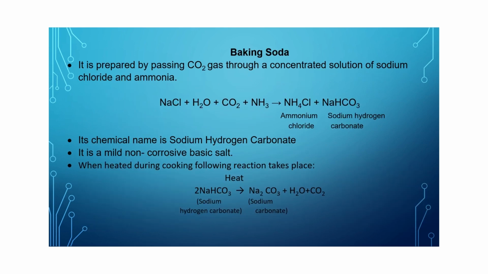The second very common base at our homes that we use in our kitchens is baking soda. Yes, first of all, you should know that baking soda and baking powder are very different. Baking soda is prepared by passing carbon dioxide gas through a concentrated solution of sodium chloride and ammonia. The reaction can be written like this: sodium chloride plus water plus carbon dioxide plus ammonia gives ammonium chloride plus sodium hydrogen carbonate. This is your baking soda.